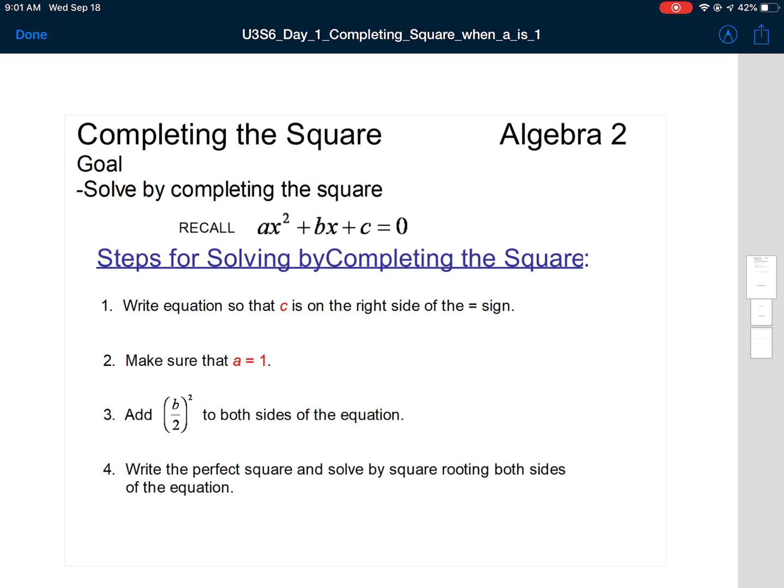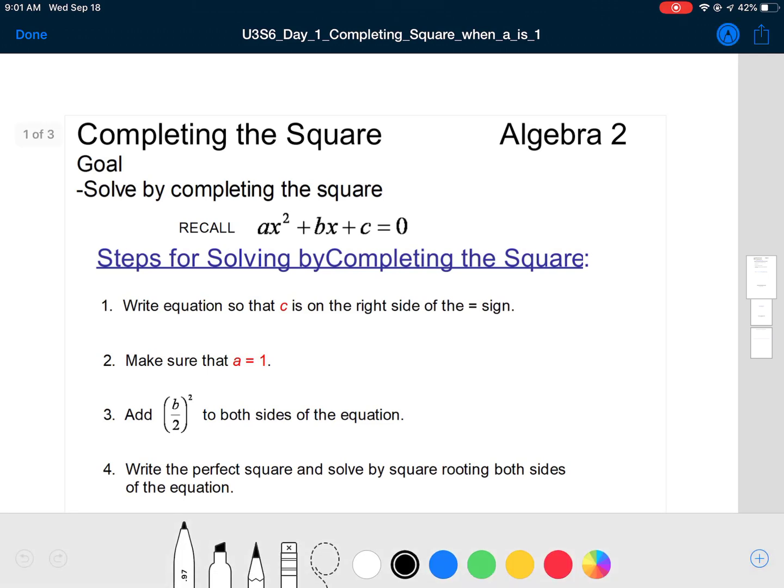Now, left side or whatever, it's basically me saying this. You want to get those two by themselves, the x squared and the x. Make sure A is 1. For today, all of them will be 1.